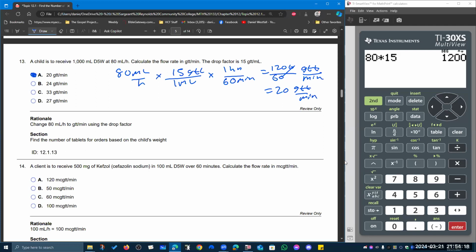Client is to receive 500 milligrams of Kefsil in 100 milliliters over 60 minutes. So again, the flow rate is what's important here, 100 milliliters in 60 minutes is 100 milliliters per hour. And a milliliter per hour is the same thing as a microdrop per minute. So this is 100 microdrops per minute. That's D.